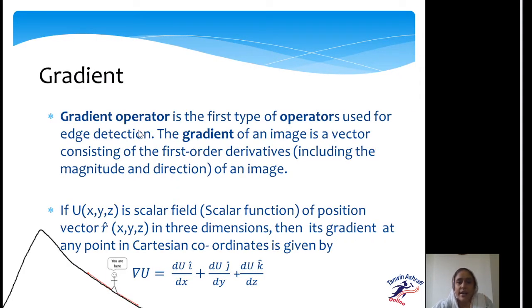Gradient. Gradient operator is the first type of operator used for edge detection. The gradient of an image is a vector consisting of a first order derivative, including magnitude and direction. Suppose we have a function u(x, y, z), which is a scalar function of position r in 3 dimensions, then the gradient of u, grad u, is equal to change of u with respect to x i cap, change of u with respect to y j cap, change of u with respect to z k cap.